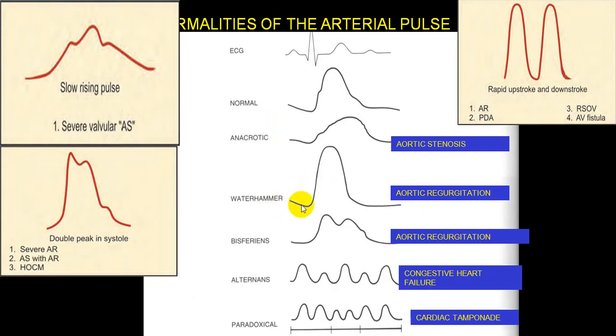If you get a very good volume and sharp fall, so sharp rise, sharp fall, that is classical in case of a water hammer pulse, which you can see in aortic regurgitation. And if you see two peaks on the upslope, two heads, then it is called bisferiens, characteristic in case of severe aortic regurgitation or AR with AS.